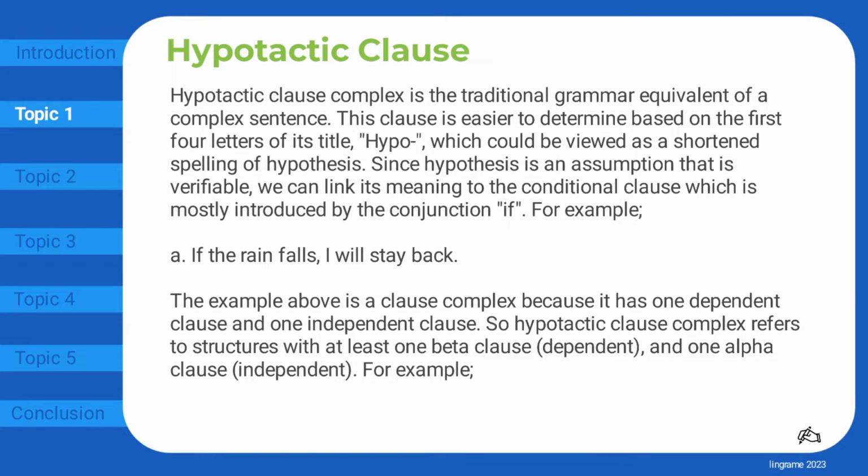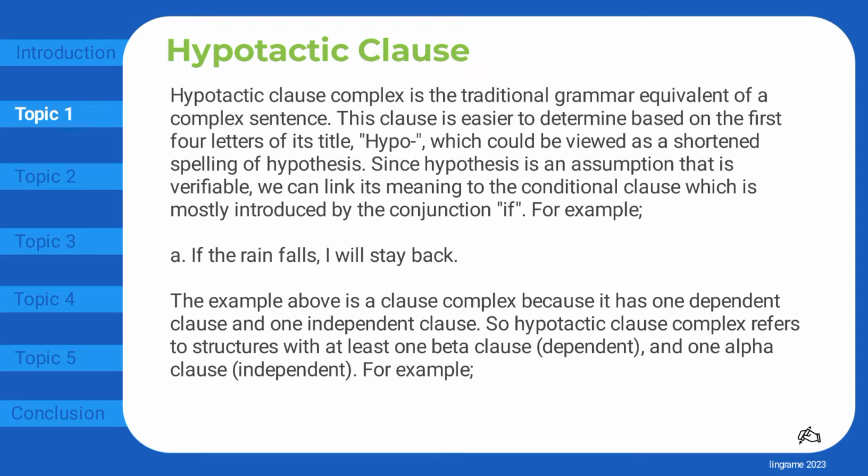Hypotactic clauses. Hypotactic clause complex is the traditional grammar equivalent of a complex sentence. This clause is easier to determine based on the first four letters of its title, hypo, which could be viewed as a shortened spelling of hypothesis. Since hypothesis is an assumption that is verifiable, we can link its meaning to the conditional clause, which is mostly introduced by the conjunction if. For example, if the rain falls, I will stay back.